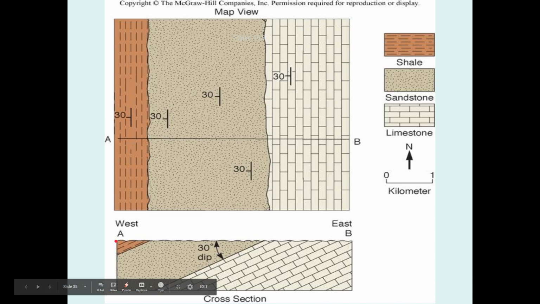This is no longer a map view. And we know the dip is 30 degrees. And so here's what that would look like underneath the ground. So underneath your feet here, underneath this sandstone, you go down a little ways into the ground, and you're going to end up coming into contact with that limestone. I know that because this is striking this direction, and it's dipping 30 degrees.